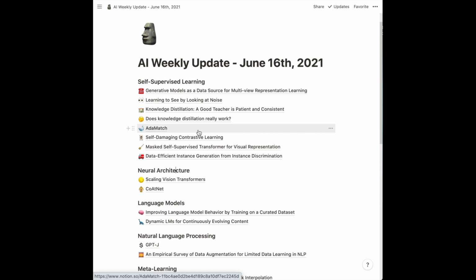Next up, we have AdaMatch. AdaMatch is the next installment in the series of papers from ReMixMatch, FixMatch, and now AdaMatch, looking at the cutting edge of semi-supervised learning, where we have a small labeled dataset and then a large unlabeled dataset, and maybe some of that unlabeled data is labeled and so on.